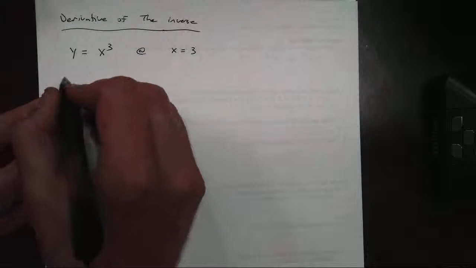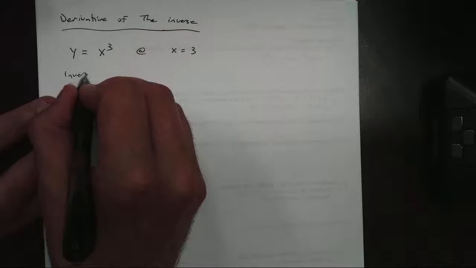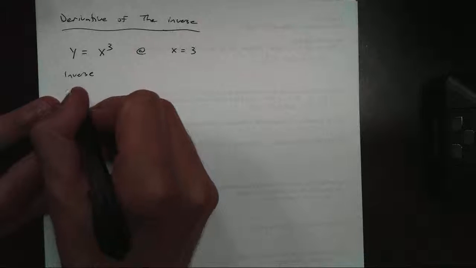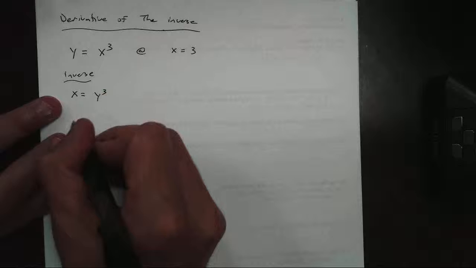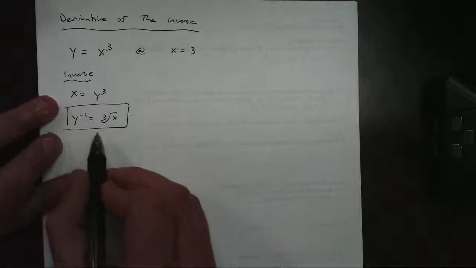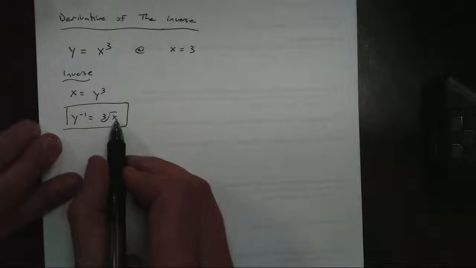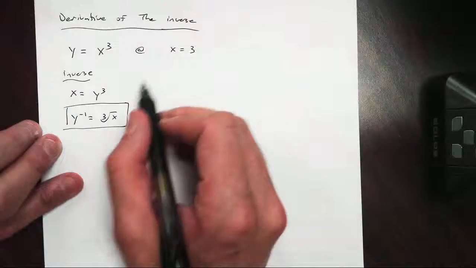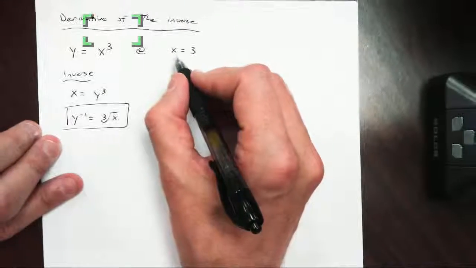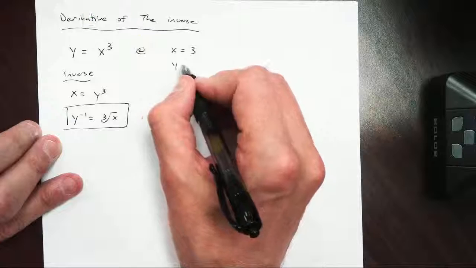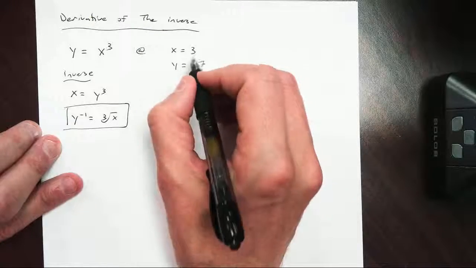Now we know we've got to find the inverse first. To get the inverse, it's very easy to do. We switch our x's and our y's. So we get x equals y cubed, and my inverse becomes the cube root of x. There's my inverse. But you've got to remember, this x is not the same as this x. This x is the domain, this is the range. So if I know x equals 3, I also know that my y value is going to be 27.